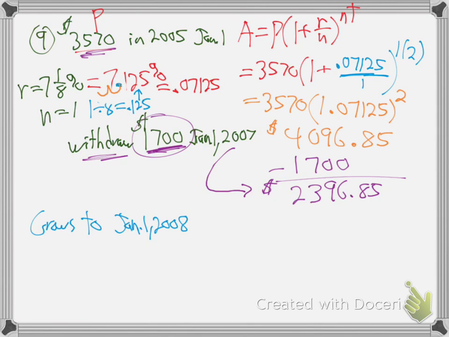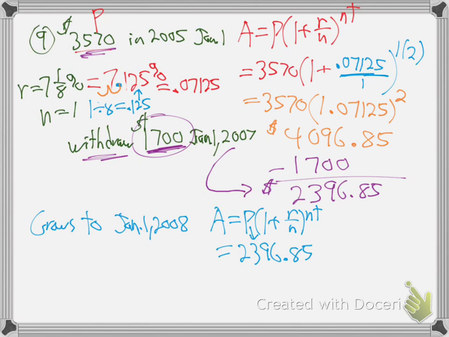So now we got to do the A equals P, 1 plus R over N, to the NT thing a second time. There's a third time coming. With the 2396.85. Yeah, that's right. So let's do it. The 2396.85, that's our P. That's now our principal. That's the start of 07, goes to 08.